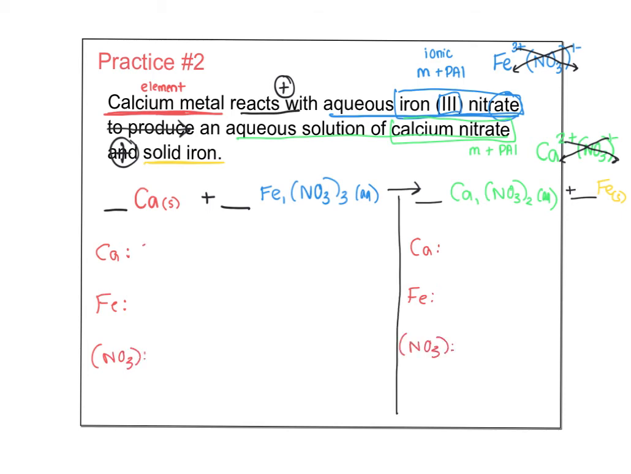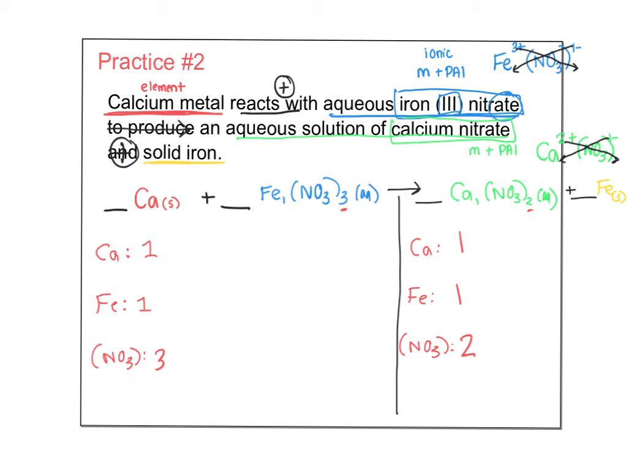So let's count. There's 1 calcium, there's 1 iron, and there are 3, because of outside of the parentheses, 3 of the NO3 groups. On this side, I have 1 calcium, I have 1 iron, and I have 2 of the nitrates, right? So because of that little 2, there are 2 of the NO3 groups. So everything, now let's look, is balanced. Ca is balanced, Fe is balanced, just the nitrates. We have 3 and 2.